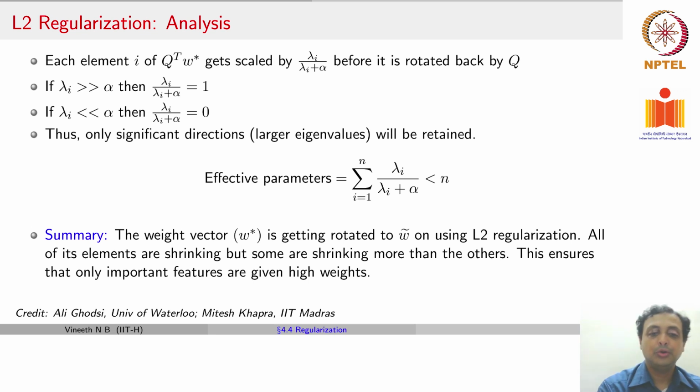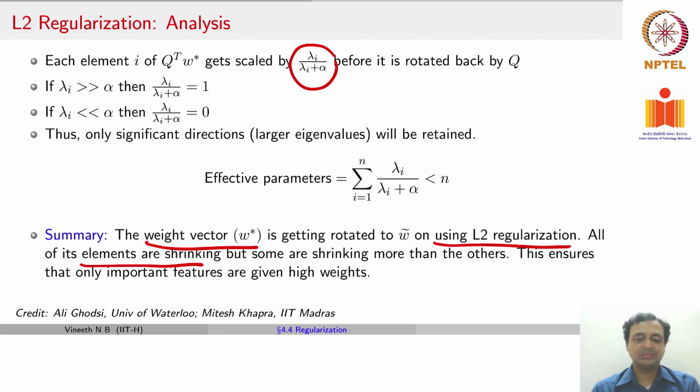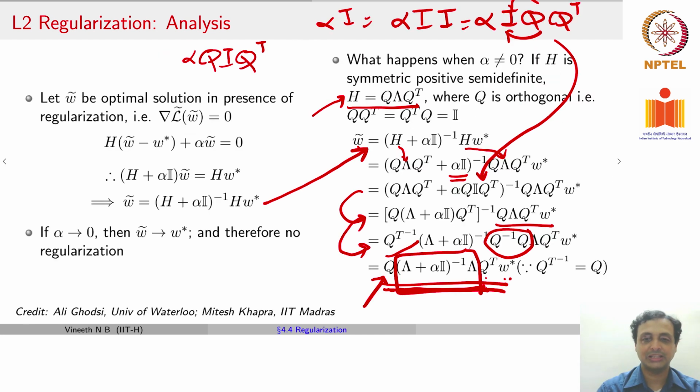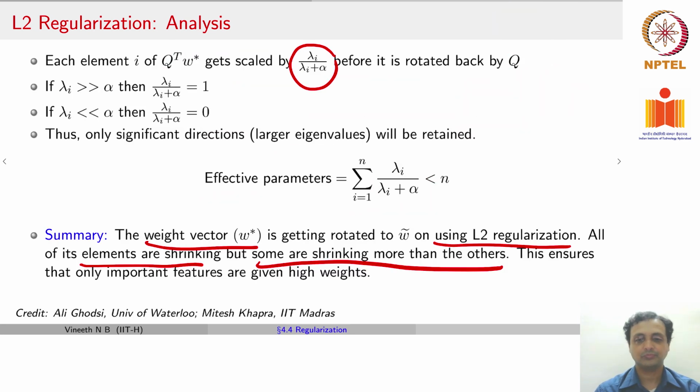The summary here is that your original solution W star is getting rotated to W tilde when you do L2 regularization. All of its elements shrink. Why so? Because lambda I by lambda I plus alpha is always less than 1 as long as alpha is a non-zero value, which means all of its elements are shrinking, but some are shrinking more than the others depending on those eigenvalues lambda. And what are those eigenvalues? Eigenvalues of H, the Hessian, as we wrote a couple of slides back. This ensures that only important features get high weights and other features may not get high weights. That's one way of understanding L2 weight decay.